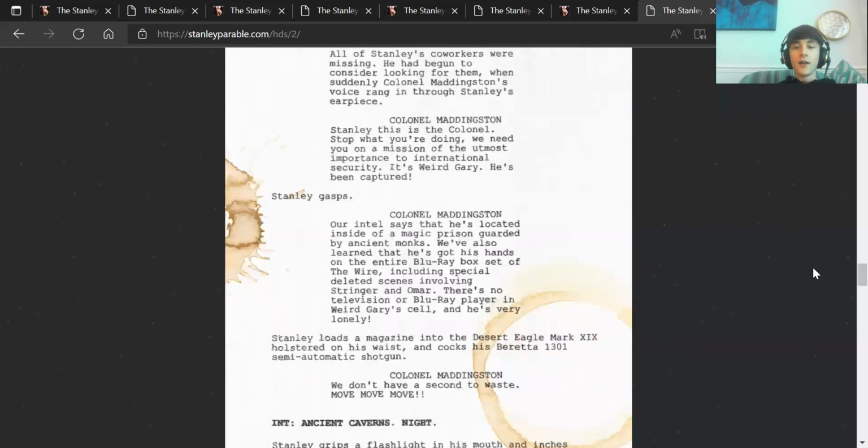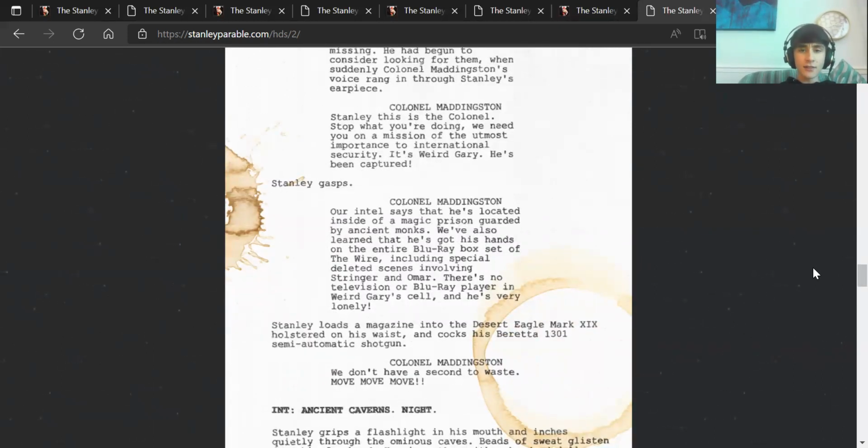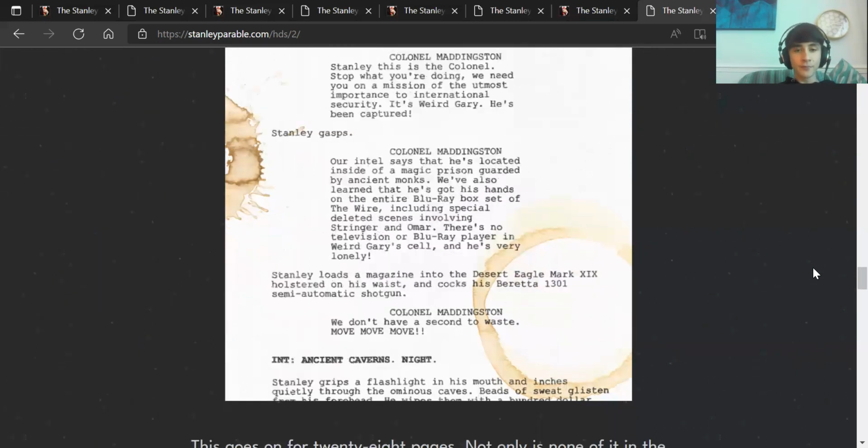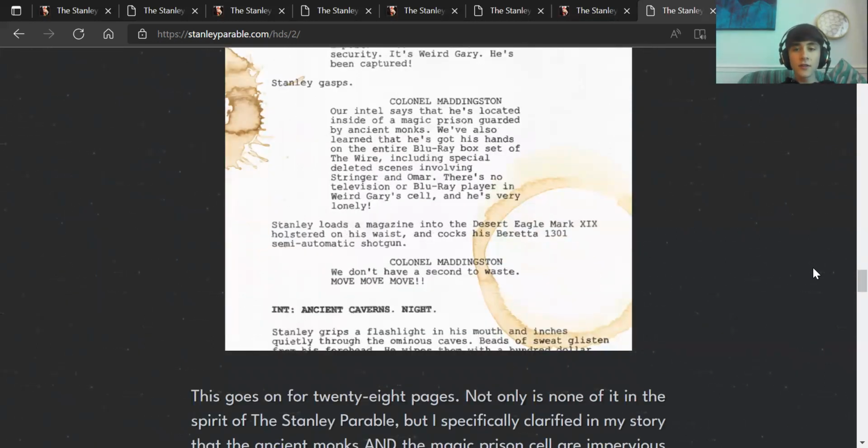Stanley gasps. Our intel says that he is located inside of a magic prison guarded by ancient monks. We've also learned that he's got his hands on the entire Blu-ray box set of The Wire, including special deleted scenes involving Stringer and Omar. There's no television or Blu-ray player in the Weird Gary cell, and he's very lonely. Stanley loads a magazine into the Desert Eagle Mark XIX holstered at his waist and picks up his Beretta 1301 semi-automatic shotgun. He's got guns. We don't have a second to waste. Move, move, move. Ancient cabined night. Stanley grips a flashlight in his mouth and inches quietly through the ominous cave.